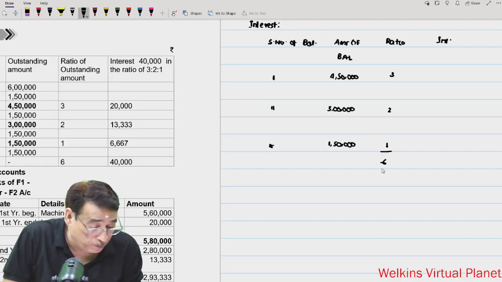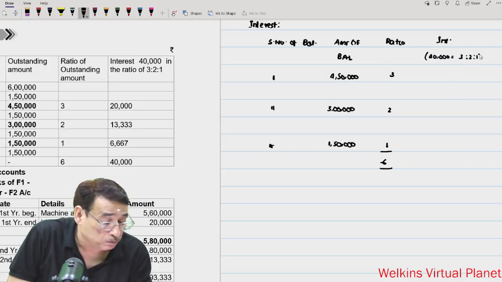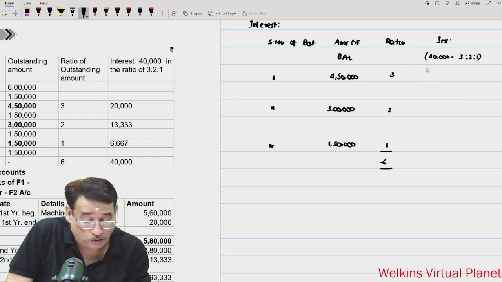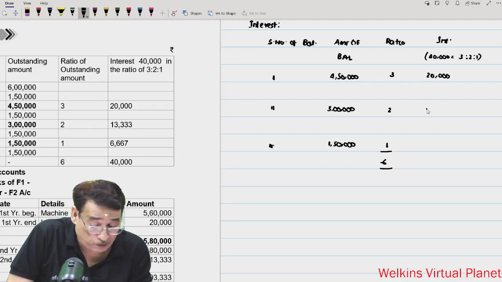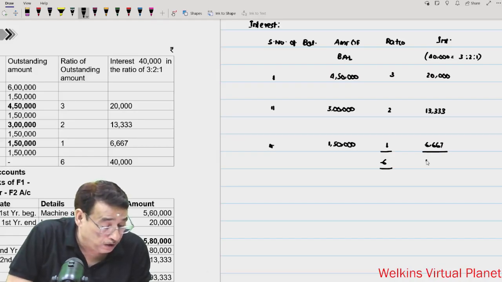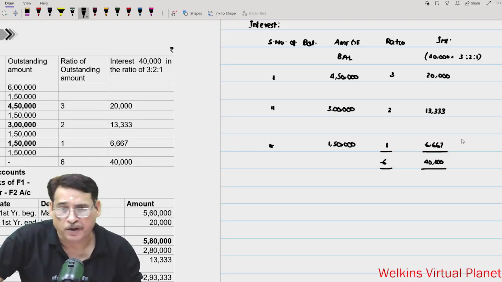Total interest which we computed earlier is equal to 40,000. So we will divide this interest of 40,000 in the ratio of 3:2:1. Correct? So 40,000 into 3/6 will be equal to 20,000. 40,000 into 2/6 will be equal to 13,333. And 40,000 into 1/6 approximately 6,667. So total will be equal to 40,000. That means each installment comprises this much of interest respectively.